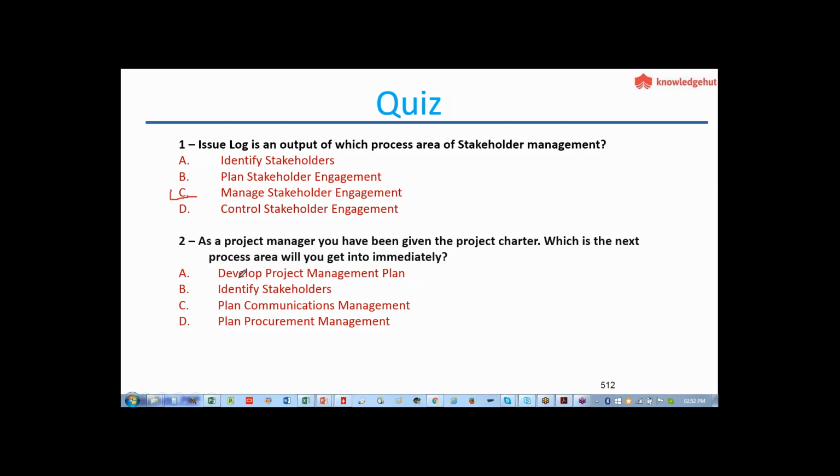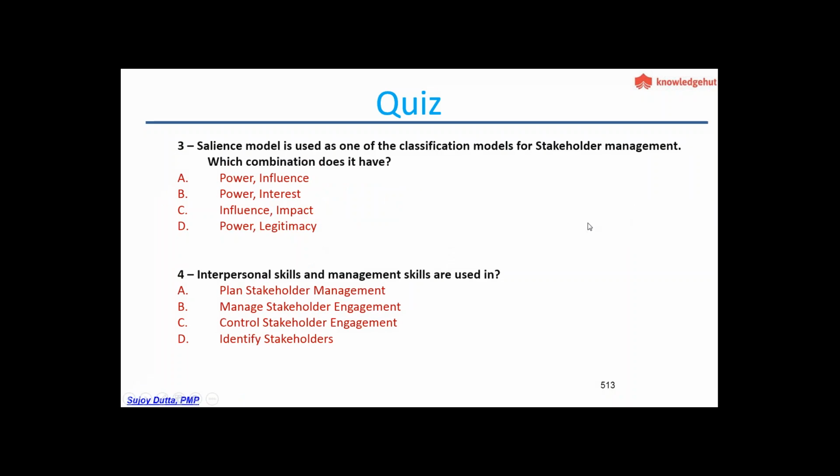Yes, A. So you have the charter. Now you have the permission to do the project. So what would you need to know after you get the permission to do the project? So what thing will you be doing first? Yes, absolutely right. So immediately you will start identifying the stakeholders. Salience model is one of the classification models for stakeholder management. So which combination does it have? If you can remember. So that's not the problem if you don't remember. D. Yeah, it is the power and the legitimacy.